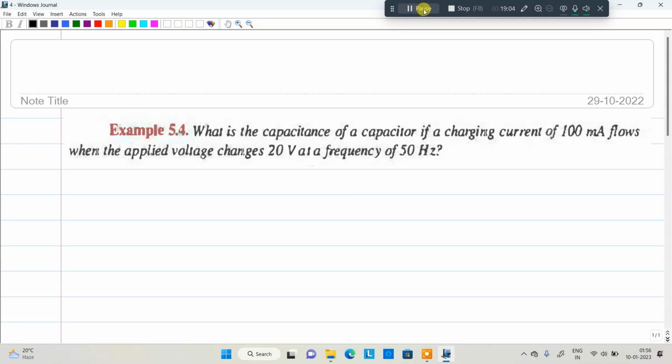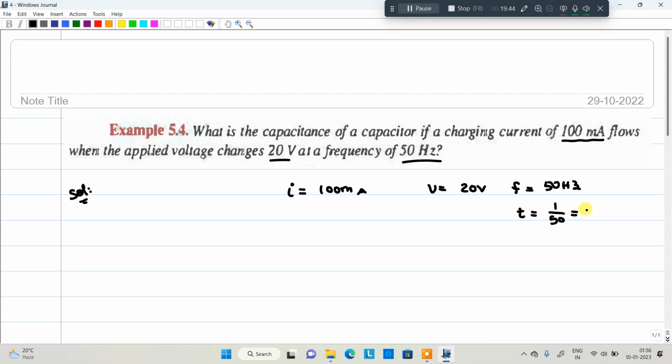Then we are going to discuss one problem related to that. What is the capacitance of a capacitor if a charging current of 100 milliamperes flows when the applied voltage changes by 20 volts at a frequency of 50 Hz? Okay, this is the problem. Until now we discussed some formulas, right? In this problem, the current is 100 milliamperes, the change of voltage V is 20 volts, and the frequency is 50 Hz. That can be converted into time: T is equal to 1 by F, that is 1 by 50, which is 0.02 seconds.